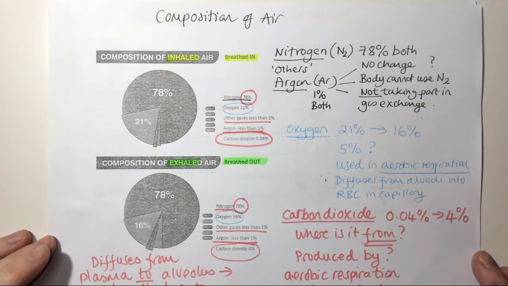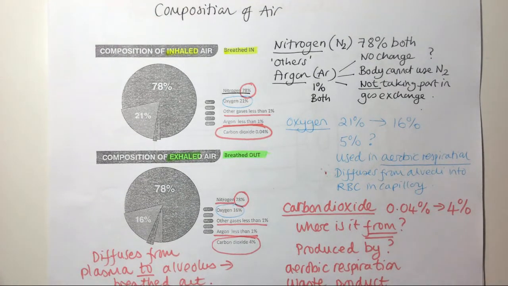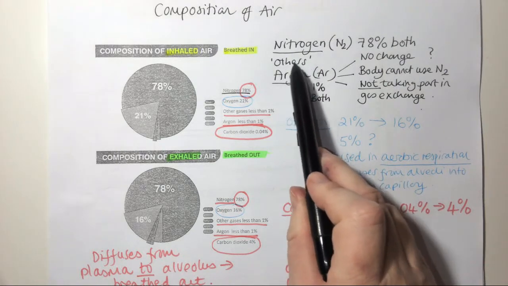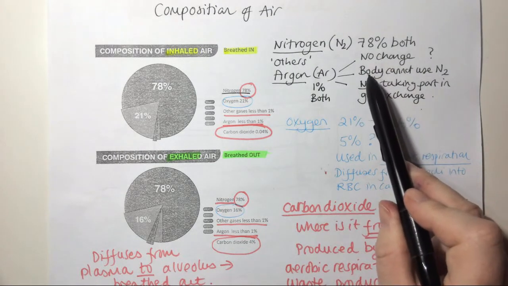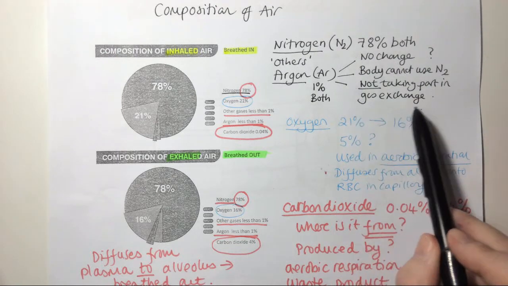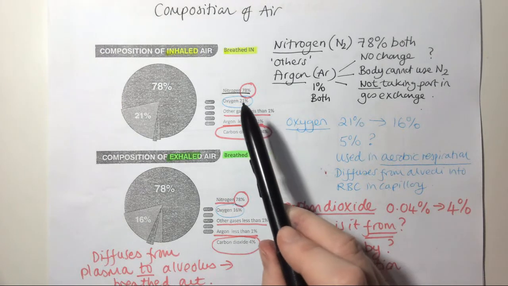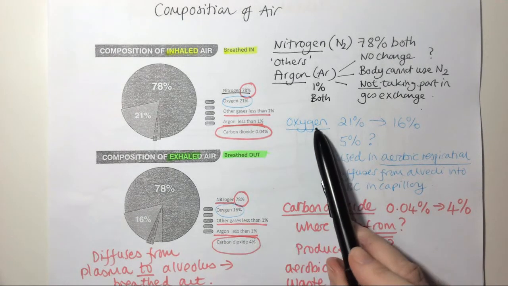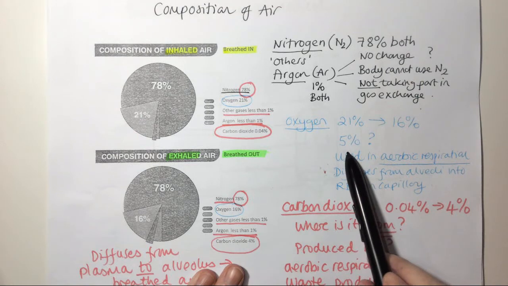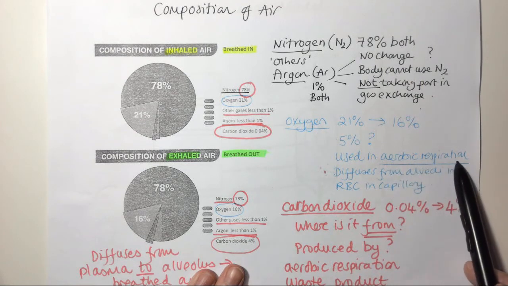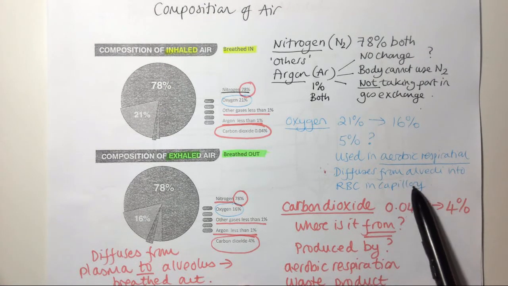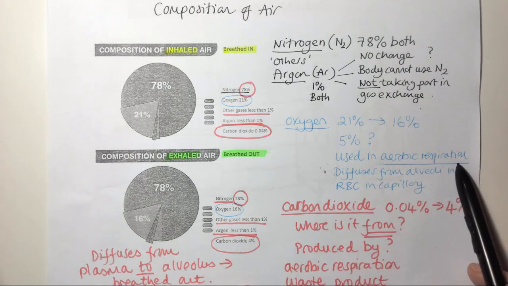So when you need to compare the composition of the air, we need to consider which gases have stayed the same, and those that stayed the same were the nitrogen and the argon and the other small amounts of gases, and this is because the body cannot use those gases, so they don't take part in gas exchange. We need to consider gases that have decreased, so from 21% to 16%. Well, that's our oxygen. Why has it gone down? That's because we use that oxygen in the process of aerobic respiration. So it diffuses across from the alveoli in the lungs to the capillary, the blood, so it can be delivered to all of those other cells for this process to happen.